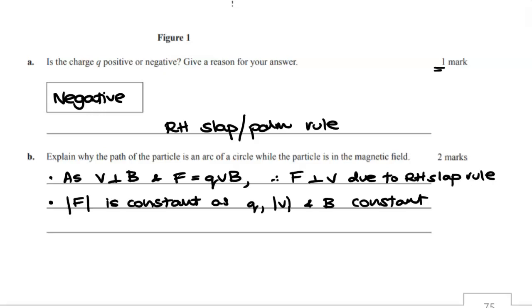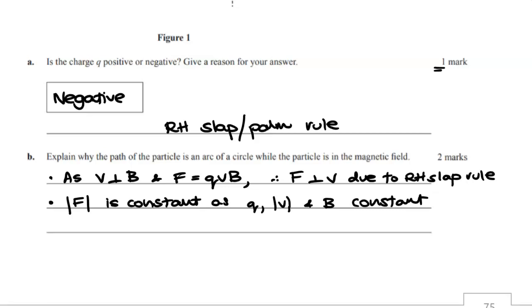As this one's 2 marks, I've tried to be super concise. It says, as we've got V is perpendicular to B and F equals QVB, therefore F needs to be perpendicular to V due to the right-hand slap rule. Next point, the magnitude of F is constant as Q, the speed, and B are constant. I don't have a 3rd mark to play with, so I think we're going to leave it there.